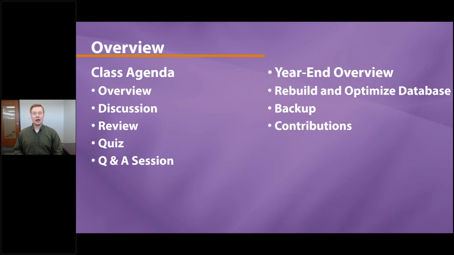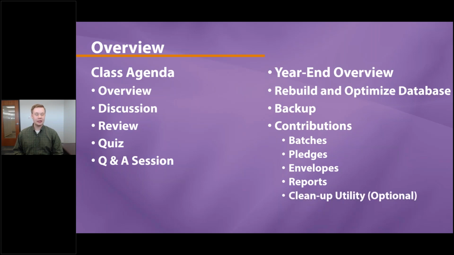And then we'll delve into the contributions module, and we'll talk about pledges, renumbering, the various reports you'd want to run, and then any utilities you'd want to run after you've made a backup in that module. We've got the batches, the pledges, the envelopes, the reports, and then the optional cleanup utility at the end after you've made a backup. So a backup should be made between reports and cleanup utility right in there.